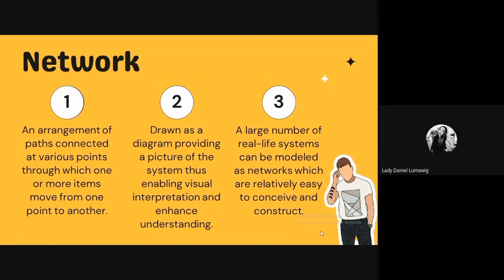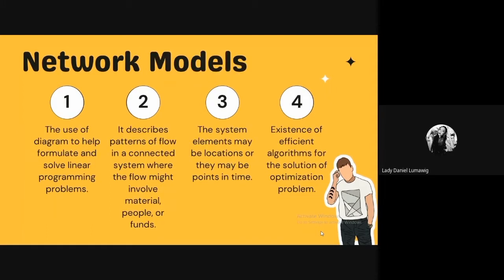For example, there is a large number of real-life situations or real-life systems. So they will be needing a network so that we will have a visual interpretation for us to understand the situation and better solve the problem and provide a solution. So network models have now become a very popular management science technique for a couple of very important reasons. So network models is the use of a diagram or graph to help formulate and solve linear programming problems.